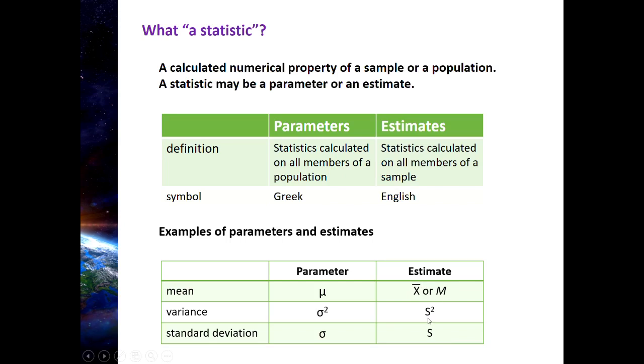What about this? English letter, S squared, right? S squared is an estimate. How do we know that? It's an English letter. What does it represent? The variance of the sample, all right? So finally, this one, S, English letter, that tells us it came from a sample, which means it's only an estimate. And what does S stand for? The standard deviation.